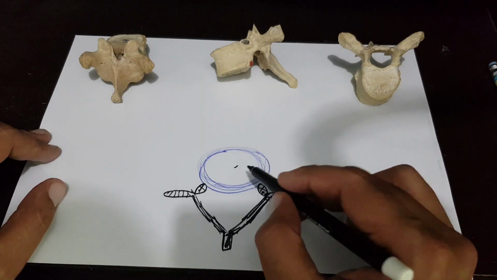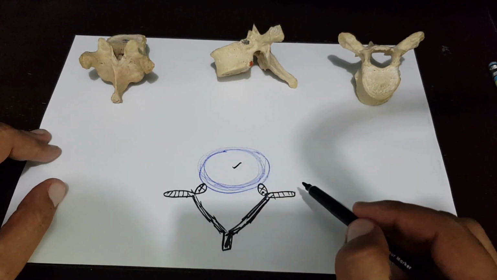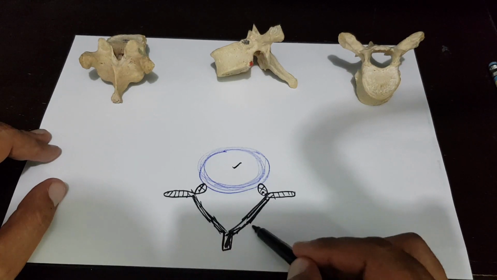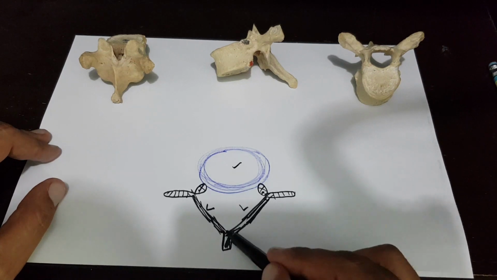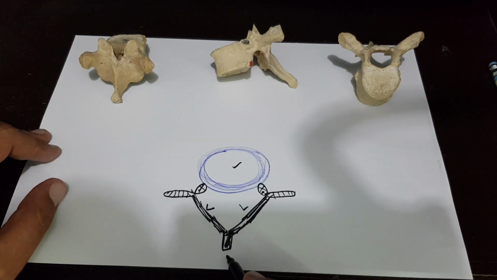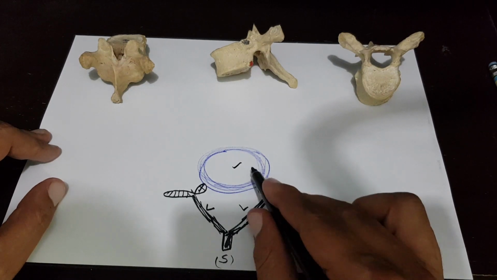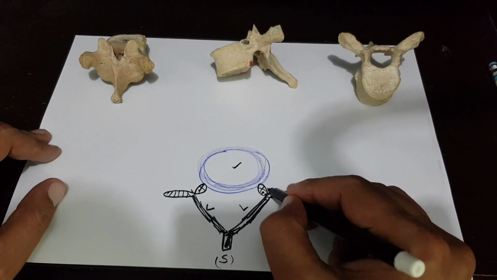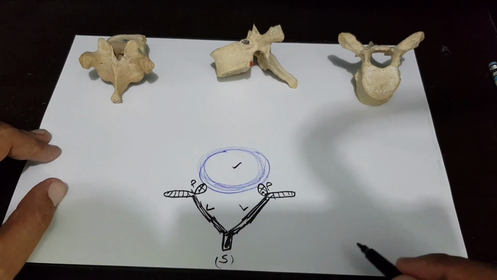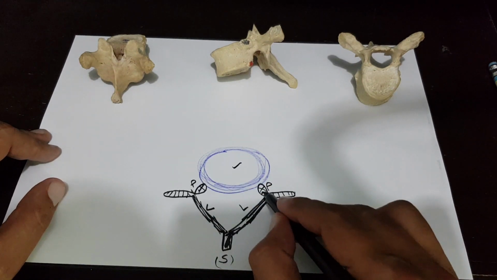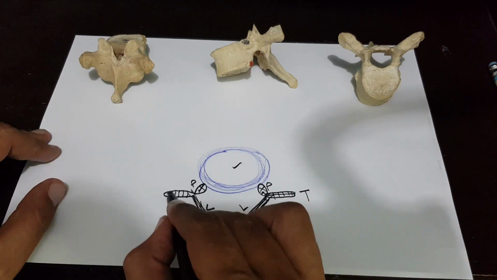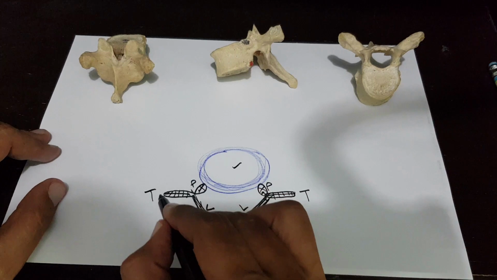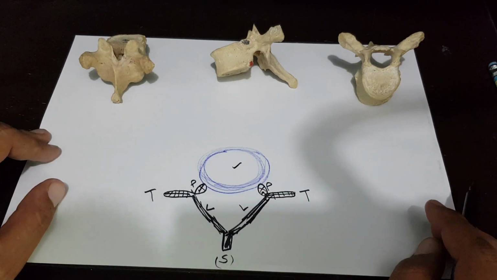We'll say that it has two parts. Over the front it has the body, and over the back it has the arch. The arch has two laminae. In the posterior midline, these two laminae join to form the spine of the vertebra. The arch and the body are connected to each other with the help of the pedicles. At the junction of the pedicle and the lamina, there is an outward projection known as the transverse process.